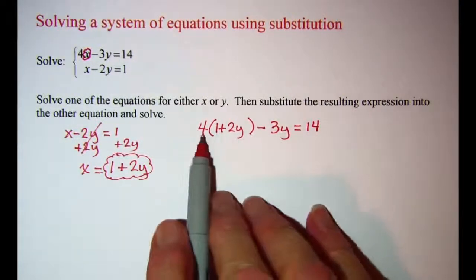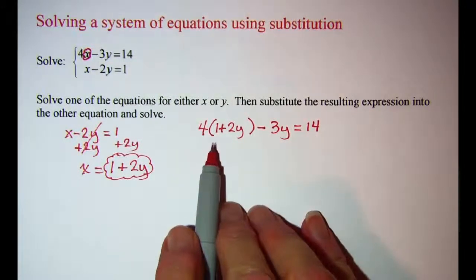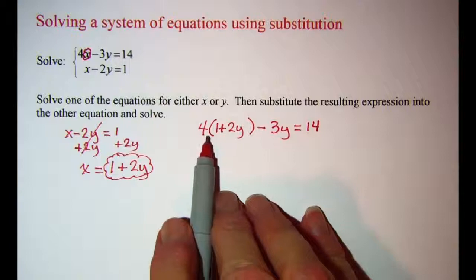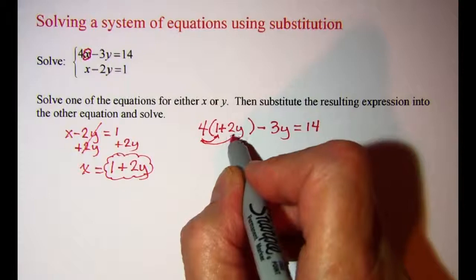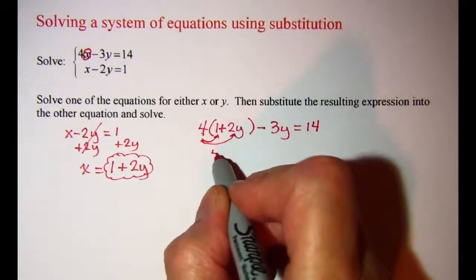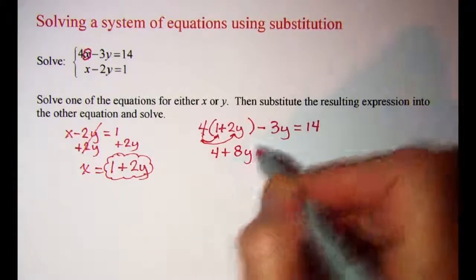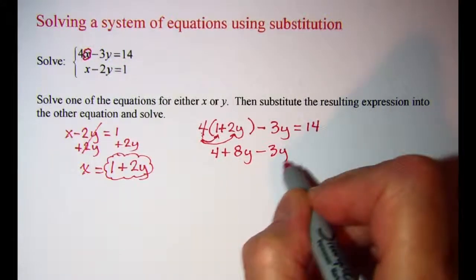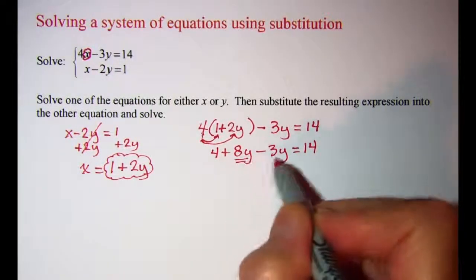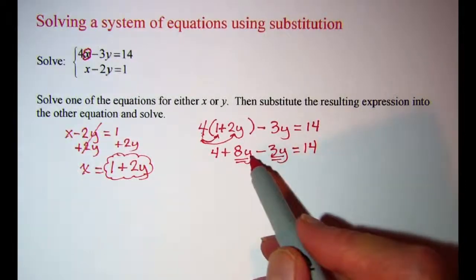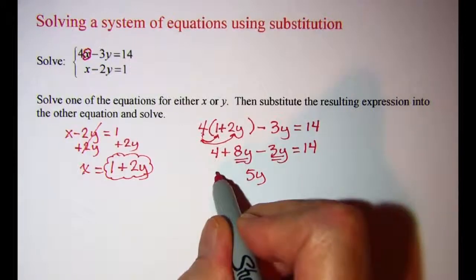Now you'll notice that the only variable that we have in this equation is y, so we can just solve this one. The first step, I'm going to distribute my 4 through the parentheses. So 4 times 1 is 4. 4 times 2y is 8y. And then copy these other terms. We'll combine like terms here. 8y minus 3y is 5y. And I have this 4 here.